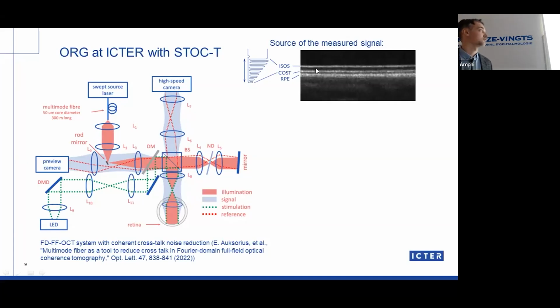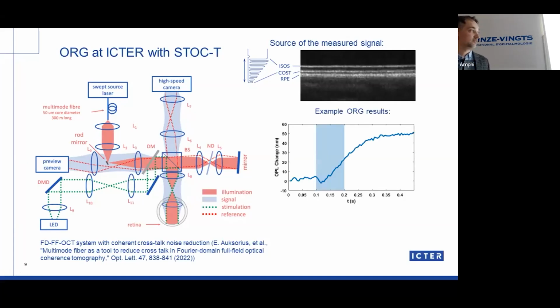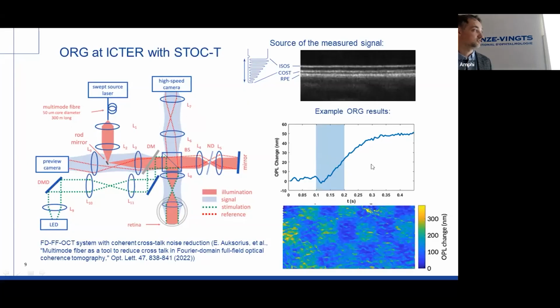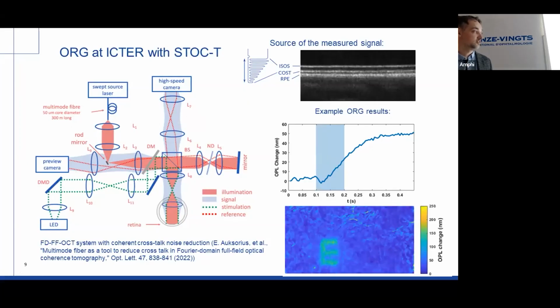First, we tried to replicate results done by other groups. With single pulse stimulation, we were able to observe contraction at the beginning and then expansion in the phase difference. This is an average from 3 measurements. Then we did some patterns. This is a checkerboard. This is the letter E, which we were also able to recover. The area of measurement is about 1.7 millimeters at the retina by 0.85 vertically.